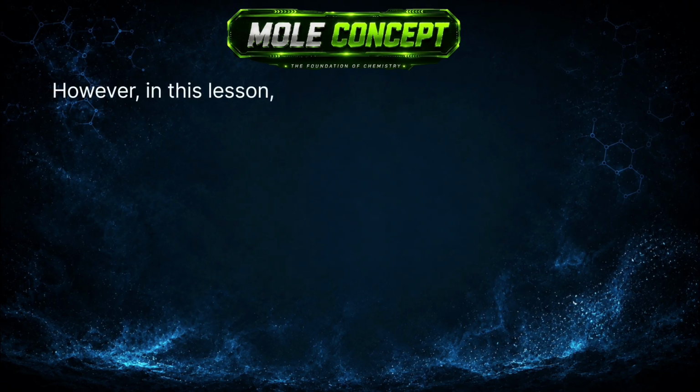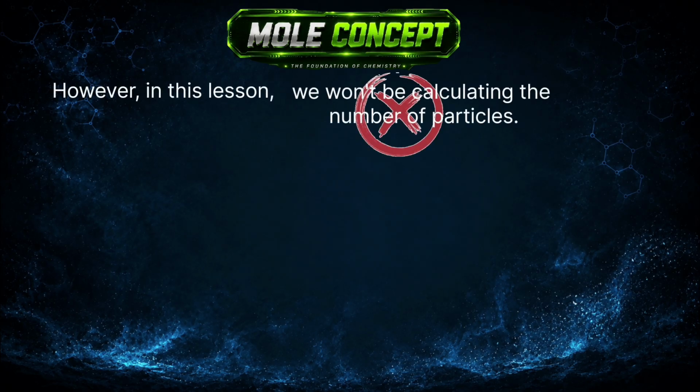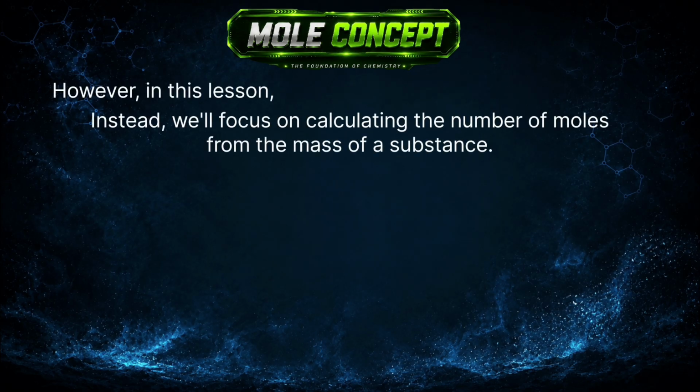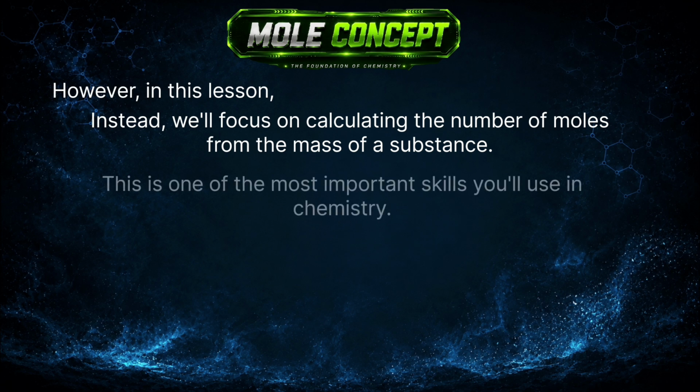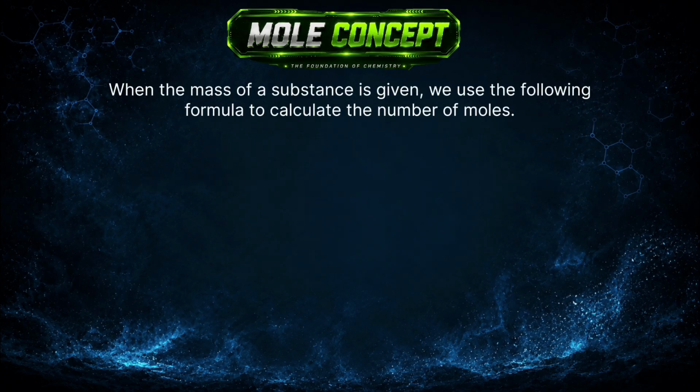However, in this lesson, we won't be calculating the number of particles. Instead, we'll focus on calculating the number of moles from the mass of a substance. This is one of the most important skills you'll use in chemistry. When the mass of a substance is given, we use the following formula to calculate the number of moles. Number of moles equals given mass divided by molar mass.